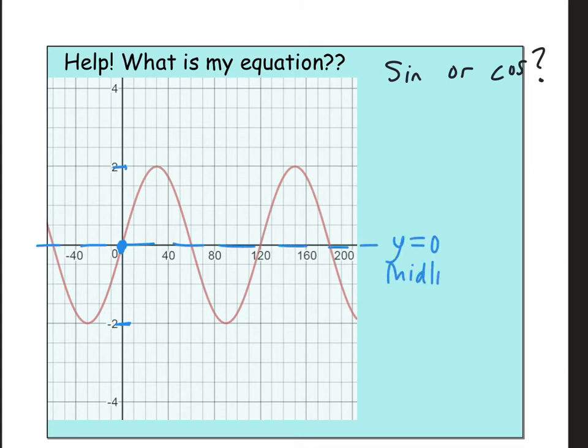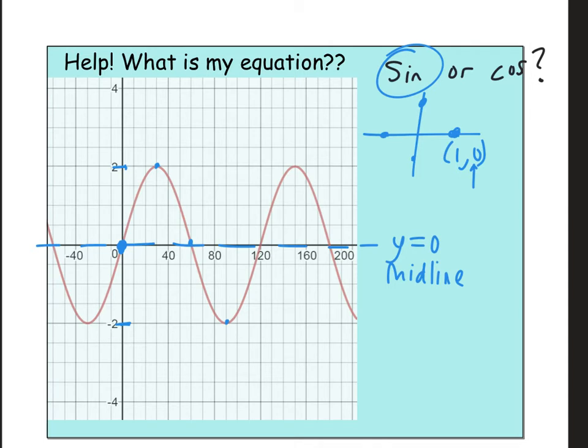When a graph starts at its midline, if you think about the unit circle again, the one that starts at its midline is the sine graph, because we're looking at y coordinates for sine, right? It's starting at 0, then it goes up like this one does, then it comes back to its midline, then it reaches its minimum before coming back to start. So sine curves are the ones that start at their midline.